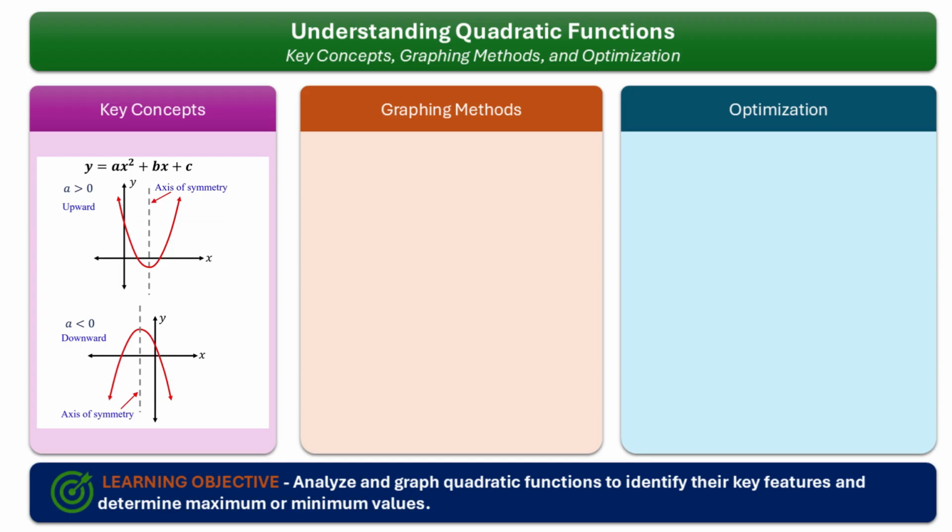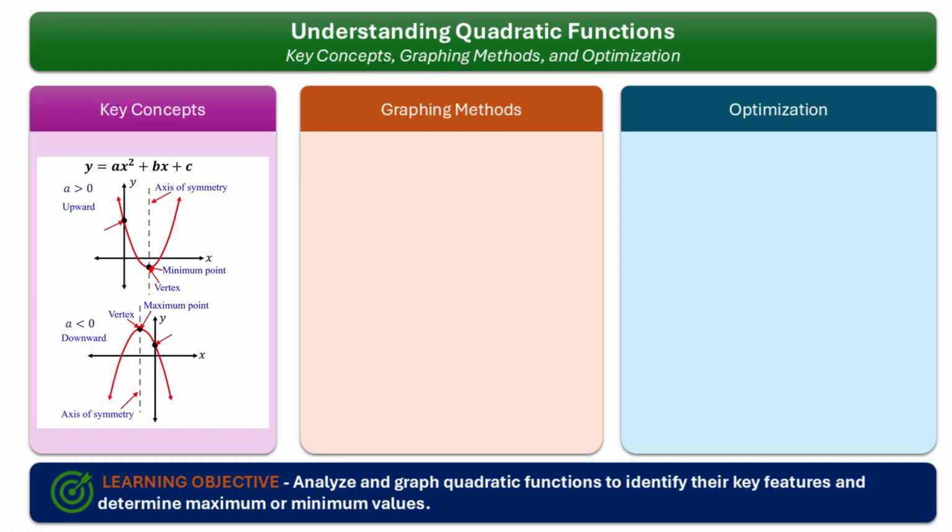of symmetry. The turning point of a parabola is known as the vertex. The vertex always lies on the axis of symmetry. If the parabola opens upward, the vertex is its minimum point. If it opens downward, the vertex is its maximum point.